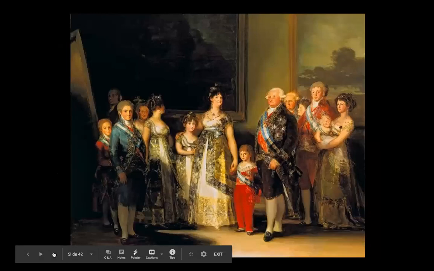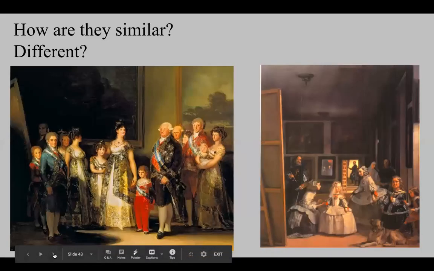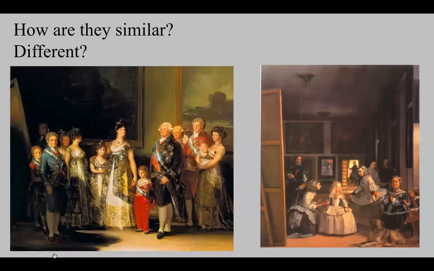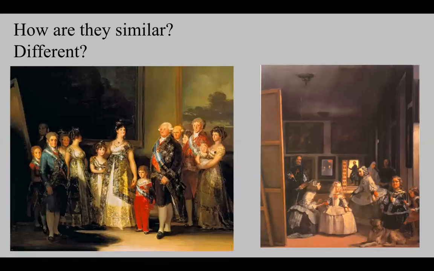So he was a court painter. Just like Velasquez before him, Goya started off as a court painter, and here he's painting the Habsburgs. When you look at this painting and compare them, you can see that there's a lot of similarities, right? So remember Las Niñas, right? Who do you think is over here in the shadow? Who's this guy?